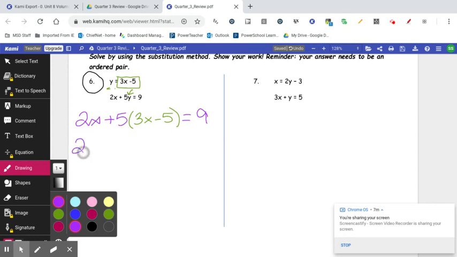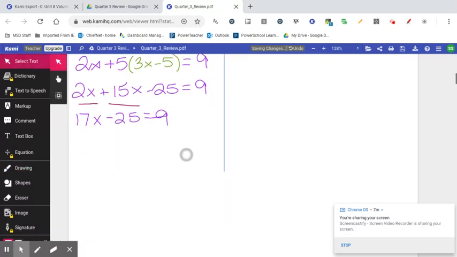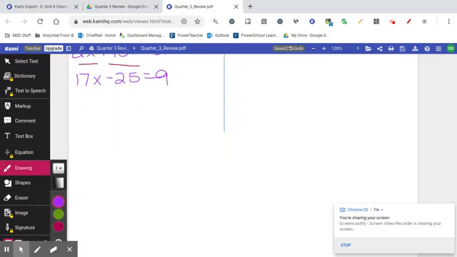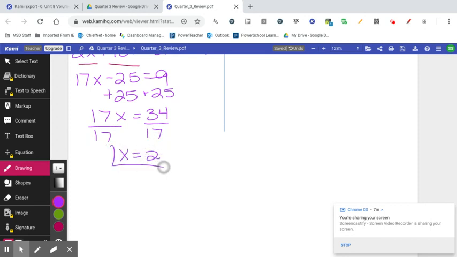Okay, let's distribute. We have 2x plus 15x minus 25 equals 9. Combine our like terms. We get 17x minus 25 equals 9. We keep solving, add 25 to both sides. We get 17x equals 34. Divide by 17, and x equals 2. Okay, that is our x value.